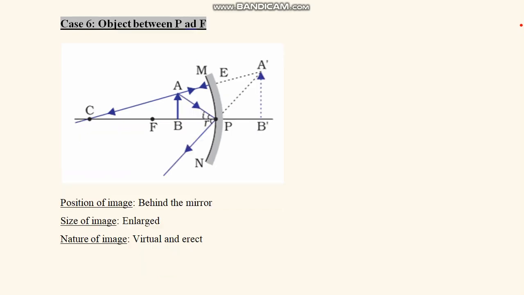The sixth case is when the object is kept between the pole and focus, or you can say that the object is kept within the focal length of the mirror.